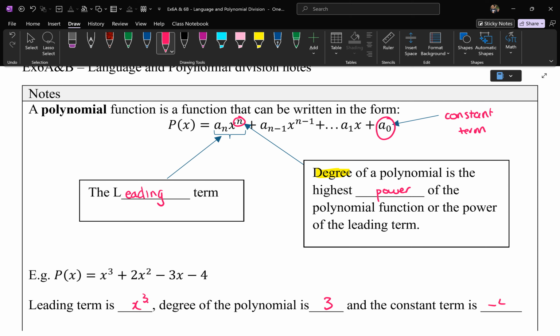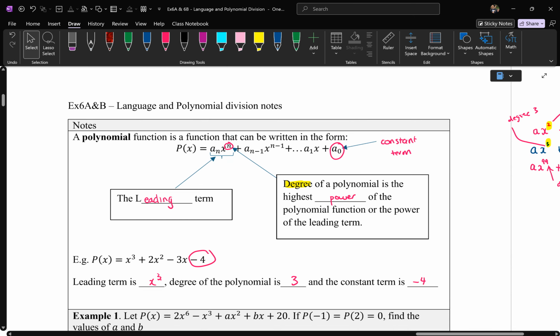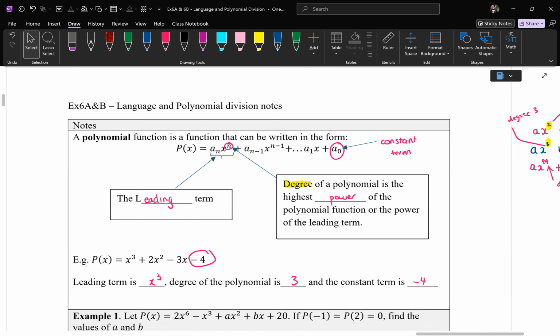Very good. So the constant term is literally the very last number, the only number, hence why it's called constant, because there is no variable attached to it. So negative 4 is your constant term. So far, so good? This is exercise 6A, just getting you familiar with the language and reading polynomial functions.